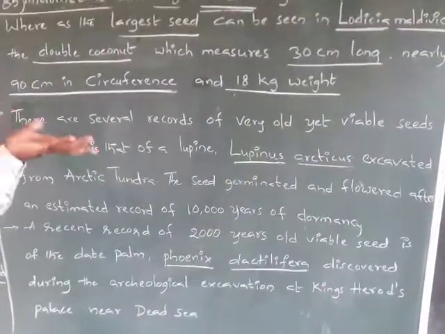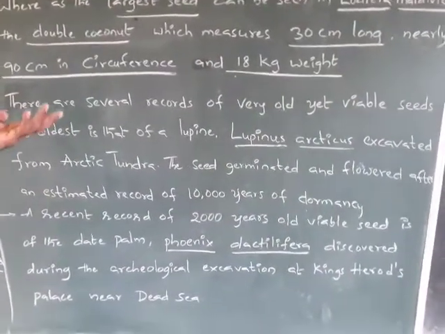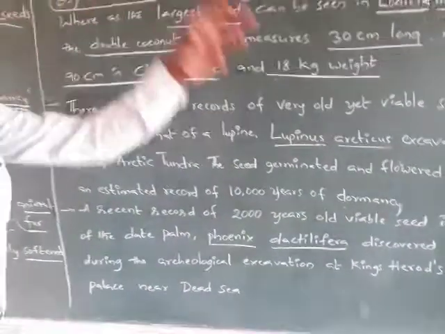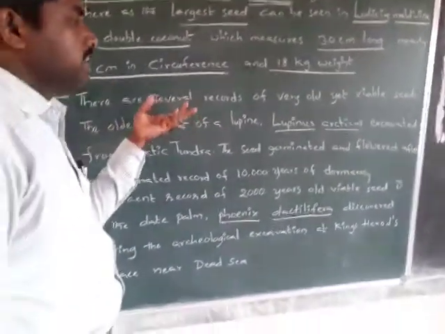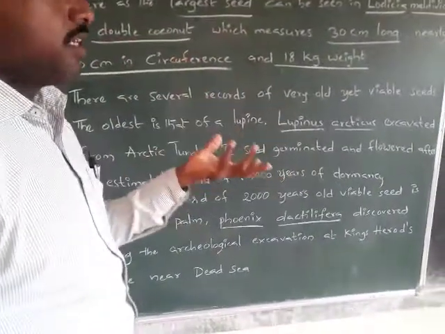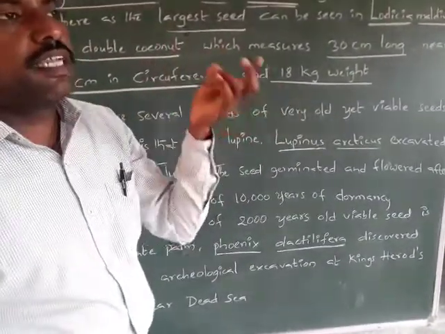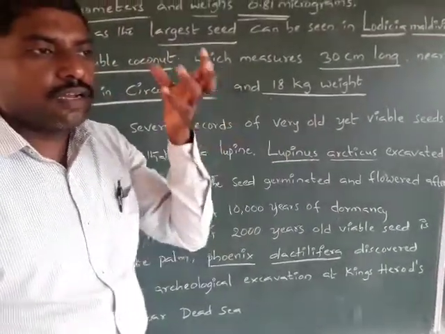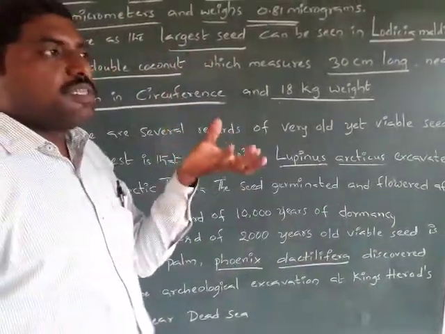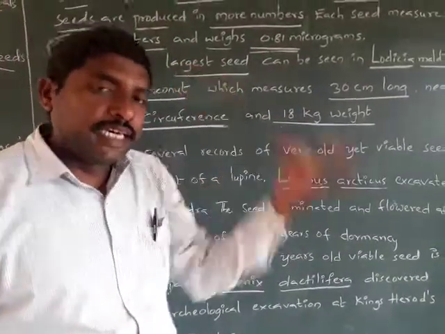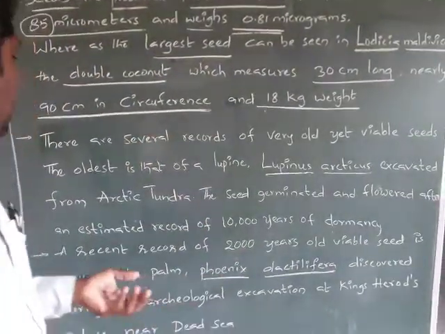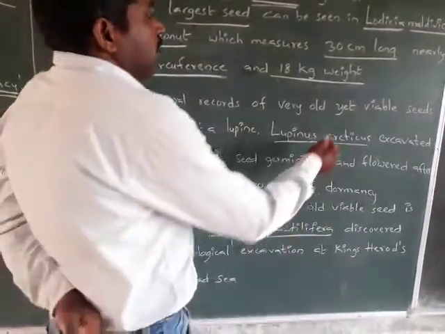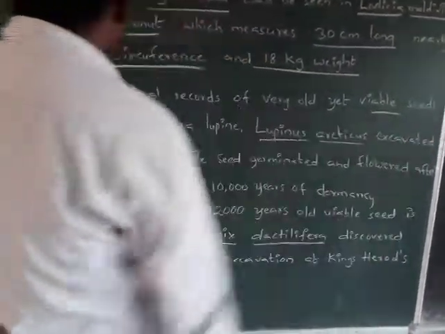After the dispersal of the seeds, their viability is different. In some species, they are viable for a few months, but in some species, they are viable for a few years. And there are several records of very old yet viable seeds.